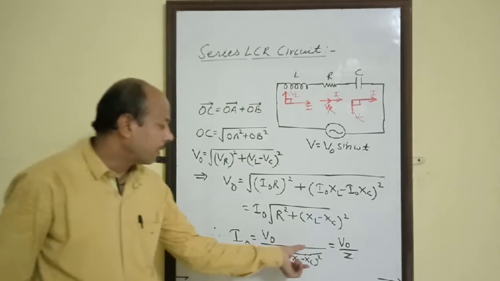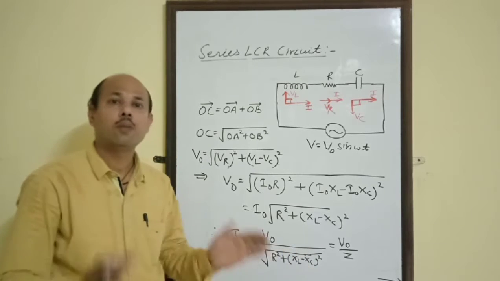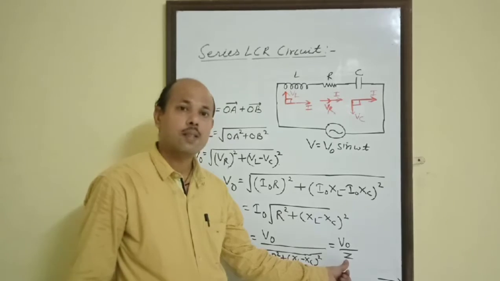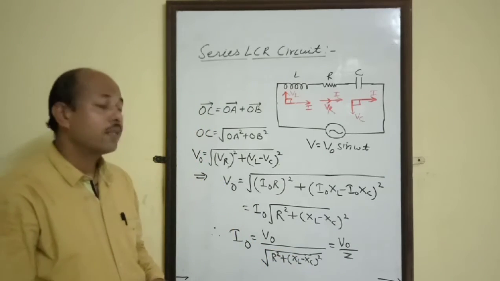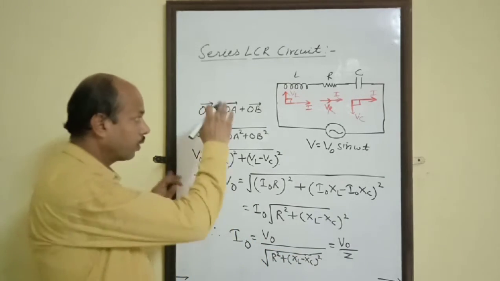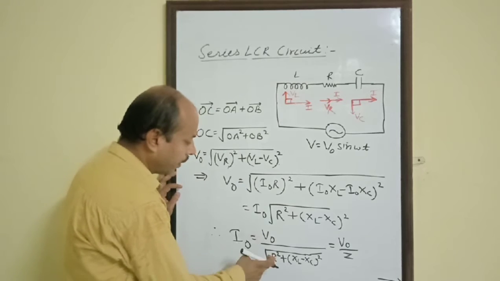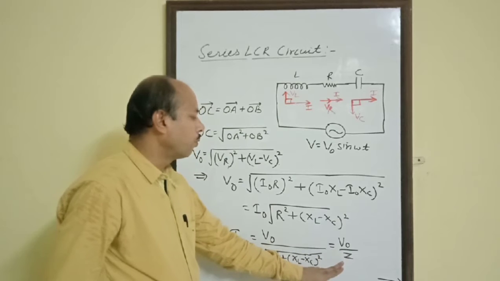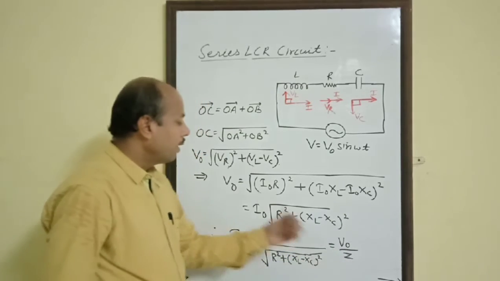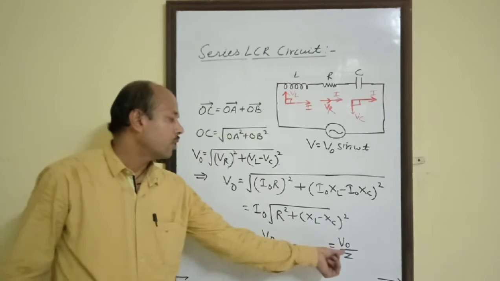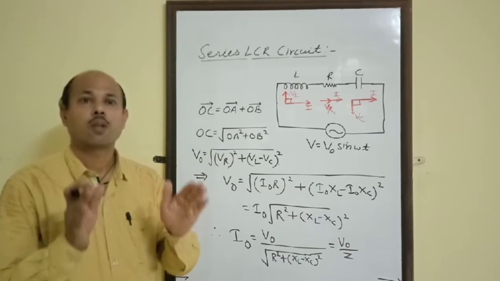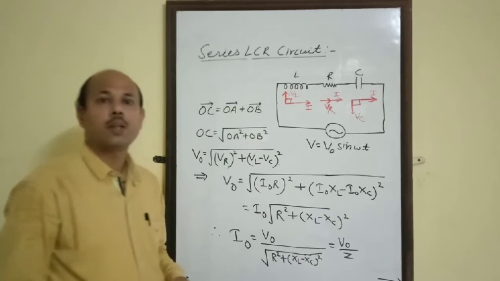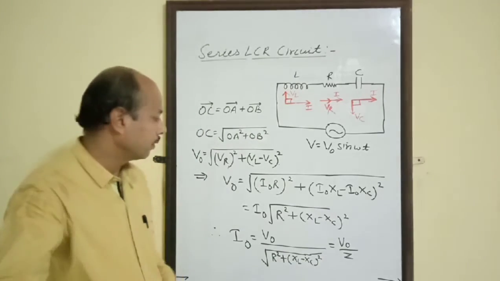because the dimension of this whole quantity will be of resistance. We have denoted this quantity by Z, and it is known as impedance. Just we are going to define impedance. V naught by square root of R square plus XL minus XC whole square equals to V naught by Z, where Z equals to this, and this quantity will have the dimension of resistance, and it is known as effective impedance of the circuit.